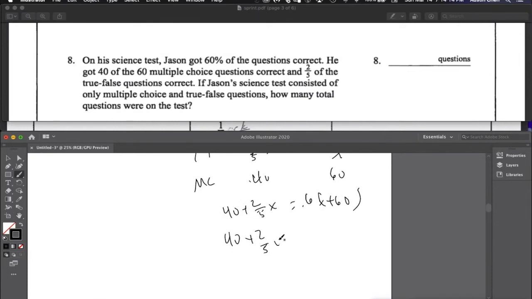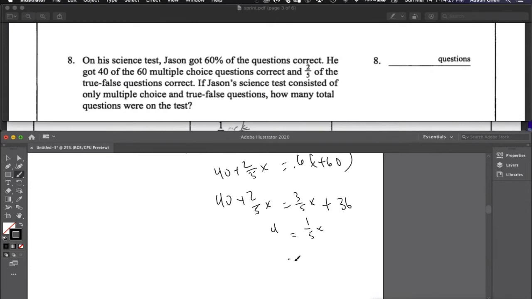Also, 0.6 is just 3/5, so you can say that's 3/5 X, and then you're going to have 36. So 1/5 X is equal to 4. Then X, the total number of true-false questions, is going to equal 20.